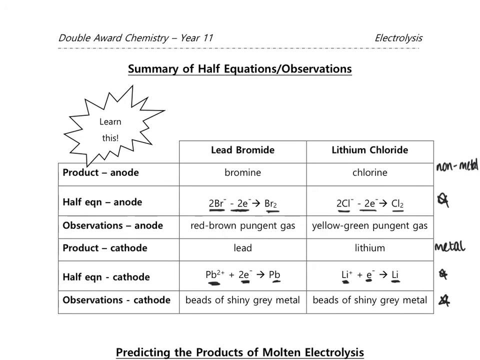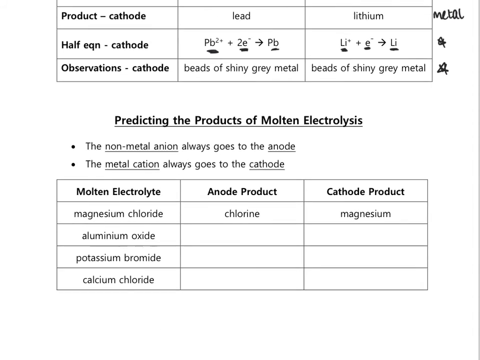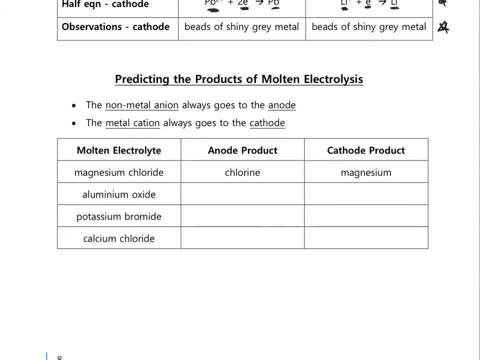But moving on from that, not only do you have to know those specific examples, but apply that in order to predict the products at the anode and the cathode of a random ionic compound. And this is very, very simple. You just need to think that your non-metal anions, remember that non-metals always form a negative charge and metals always form a positive charge. So the non-metal anion goes to the anode.